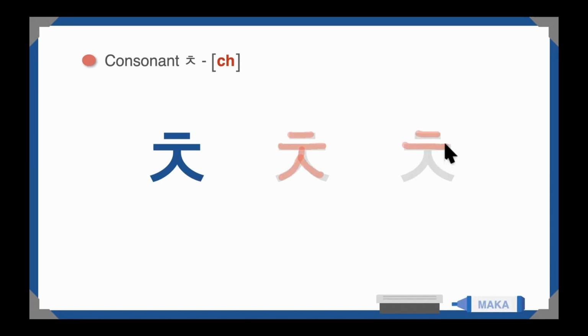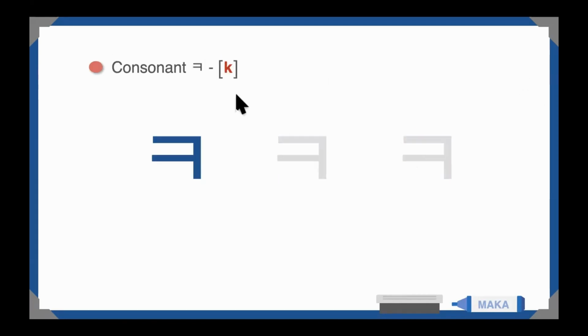One more time. Okay. And this consonant is k, very similar to the English letter K. Okay, let's write from left to right and top to bottom. K. One more time.